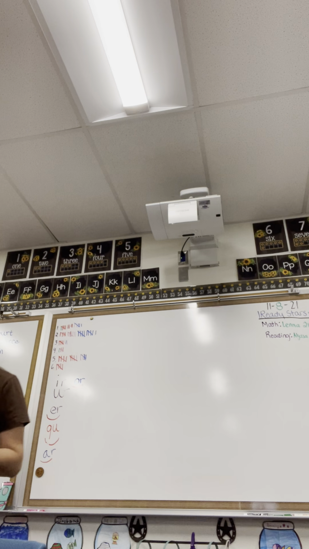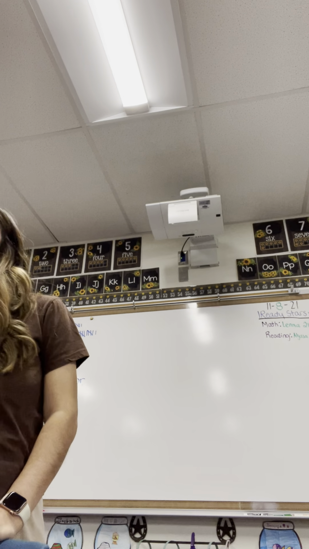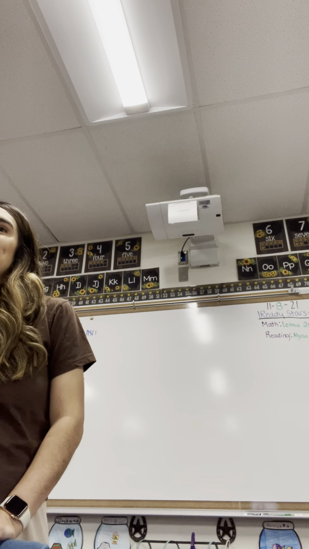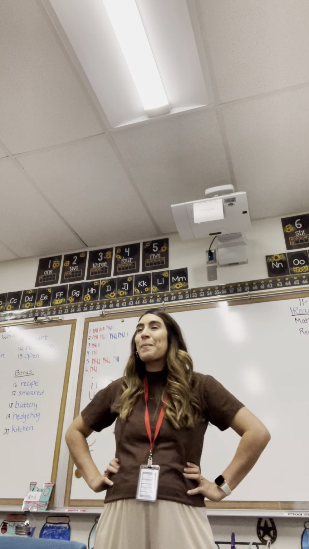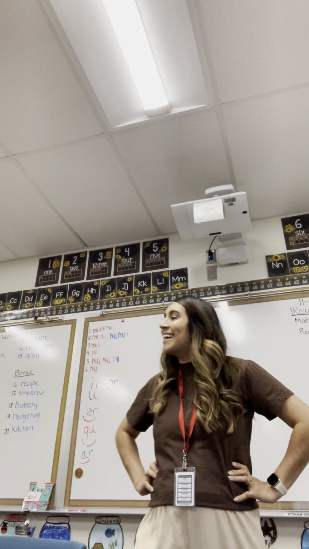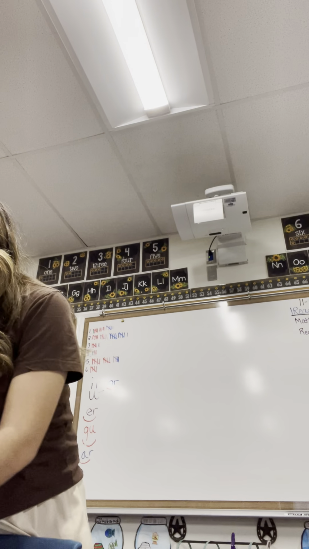Kate? Table of contents. What else? Luke? Caption. Victor? Index. An index. What else? Alec? A glossary. Aiden? Bold prints. Is there any more that I'm missing? Wayne? Illustrations. Okay. Good. So we've been learning about different text features.